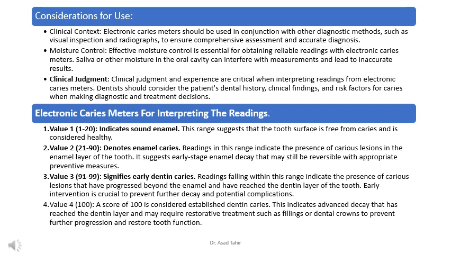Electronic caries meters should be used in conjunction with other diagnostic methods, such as visual inspection and radiographs, to ensure comprehensive assessment and accurate diagnosis. Moisture control. Effective moisture control is essential for obtaining reliable results with electronic caries meters. Saliva or other moisture in the oral cavity can interfere with measurements and lead to inaccurate results.